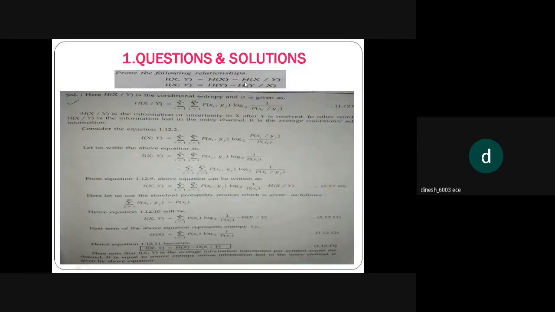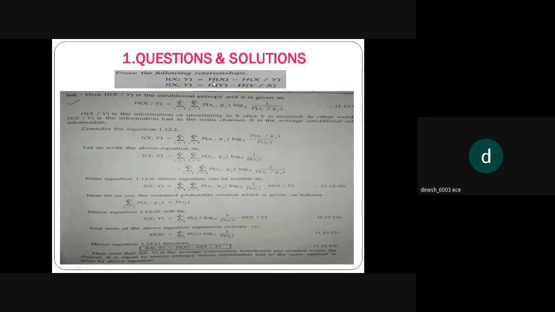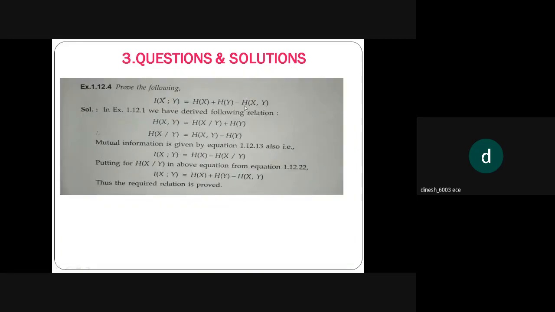I'll show you. Previously we had seen H of X by Y is your conditional entropy. So X over Y and Y over X is your conditional. Whereas H of X and H of Y are the entropies, the entropy of X and entropy of Y independently. And whereas here H of X comma Y is your joint entropy.